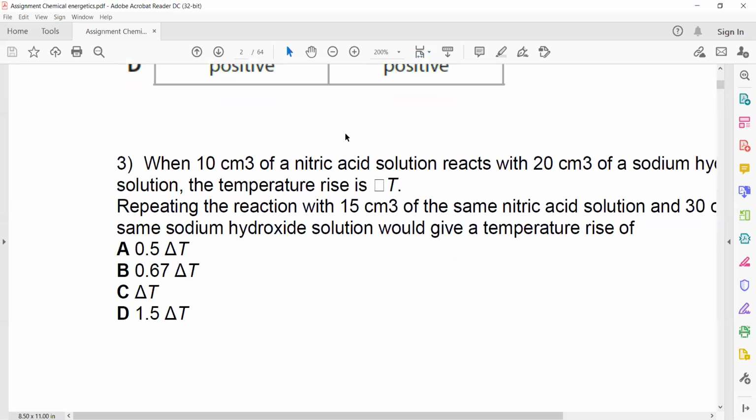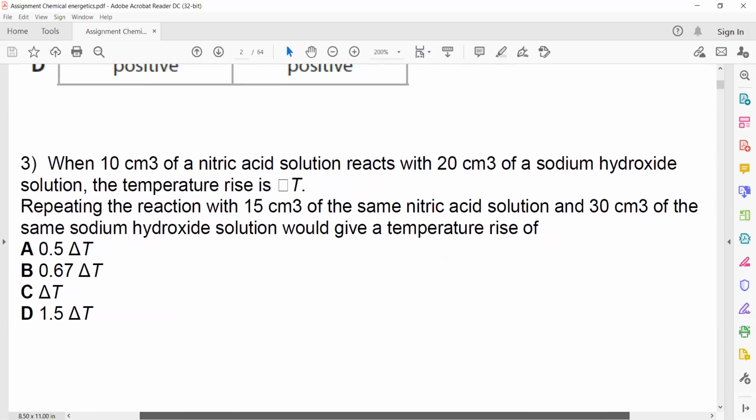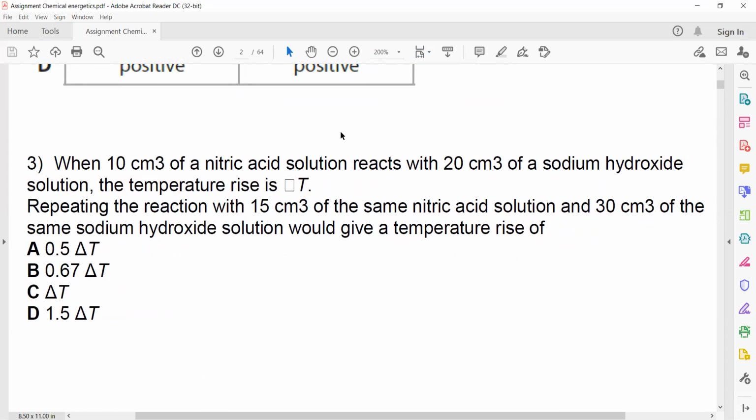In this question, when 10 cm cube of nitric acid is reacted with 20 cm cube of sodium hydroxide, the temperature rises by delta T. Now using 15 cm cube of the same nitric acid and 30 cm cube of sodium hydroxide would give a temperature rise of, so how much is the temperature rise? What will be the temperature rise? What could be the answer for this? Keep in mind the relation between the temperature.